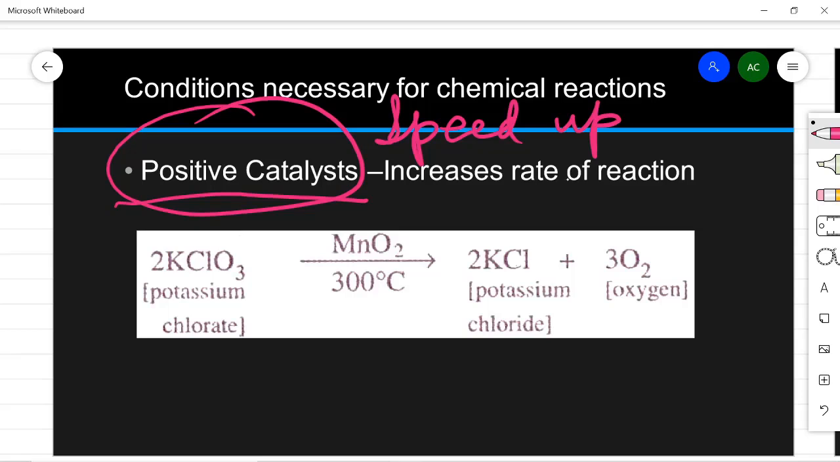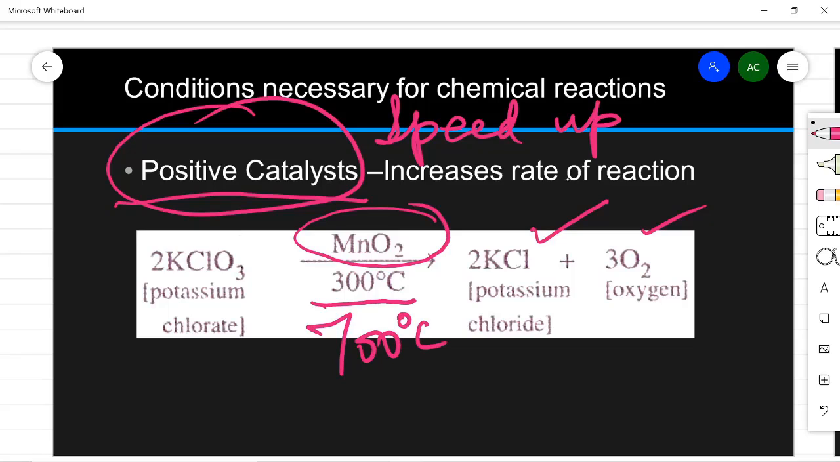Potassium chlorate, when heated in the presence of manganese dioxide, which acts as a positive catalyst, and temperature is 300 degrees Celsius, then potassium chloride and oxygen gas are formed. Now you will say, what has happened, why have we added this manganese dioxide? The reason is actually this reaction happens at 700 degrees Celsius. At 700 degrees Celsius, potassium chlorate will decompose. Now what is the word decompose? Decompose means breaking down. This is one compound breaking down into two. All this we will study further. So it decomposes to give oxygen.